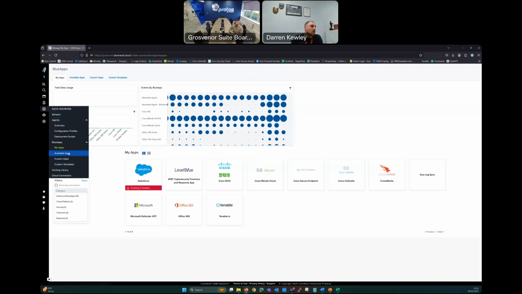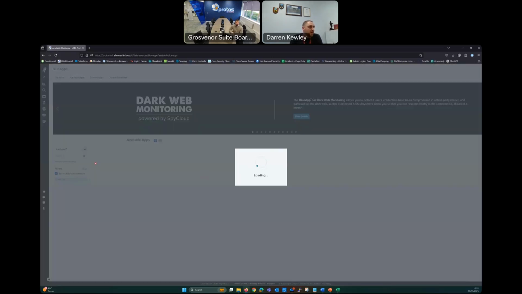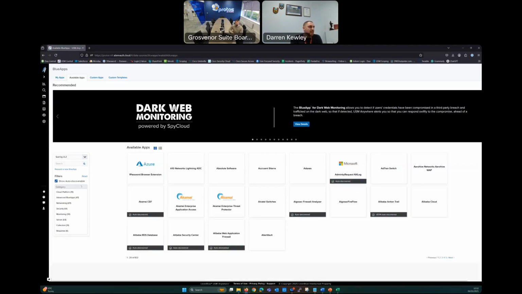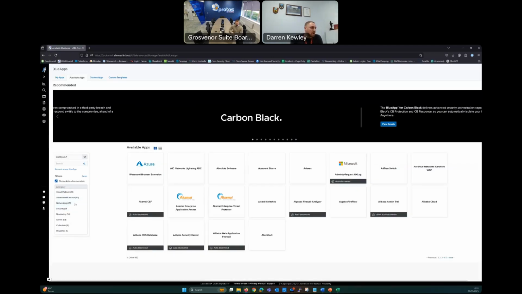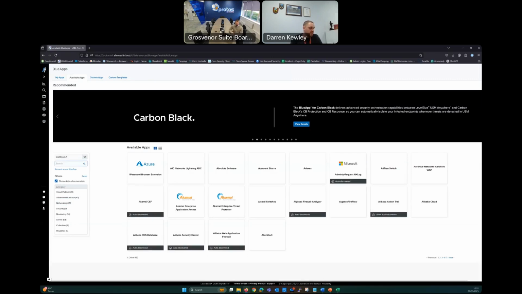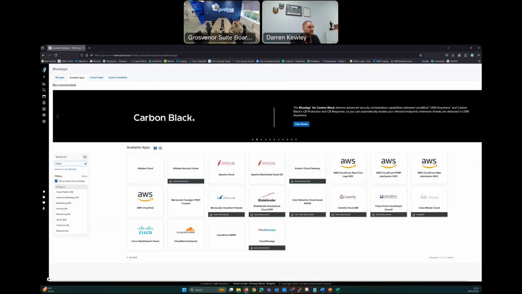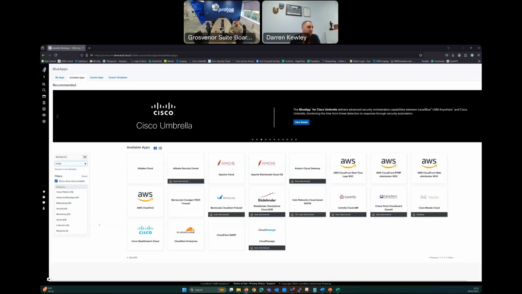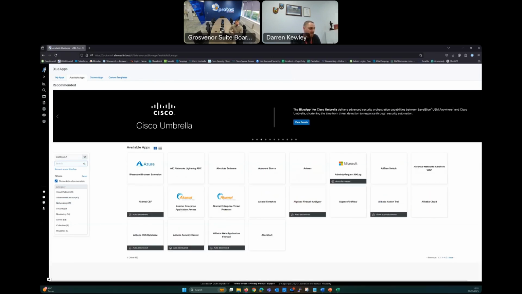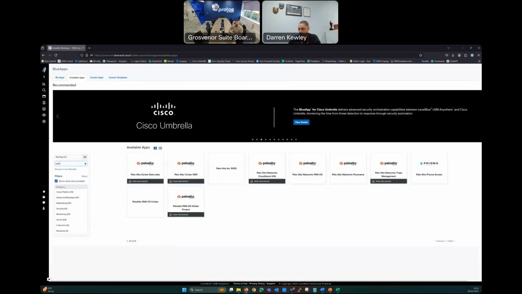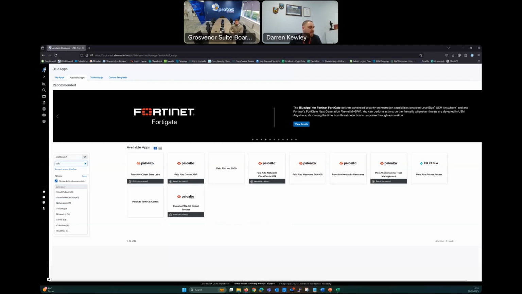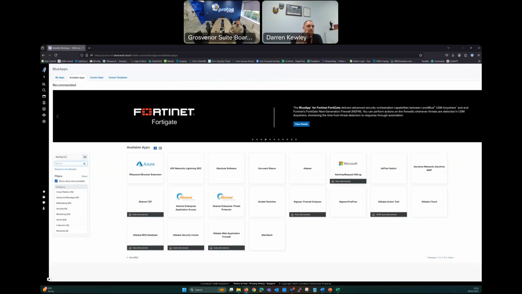However, as you can see, there's a whole heap of available apps that we can see in here. So, you can pick depending on what you've got. So, if you're a web company, Cloudflare Enterprise could be in there. I don't know, you might have Palo Alto firewalls, and you can see all that's in there. There's heaps and heaps and heaps of different integrations across different things.